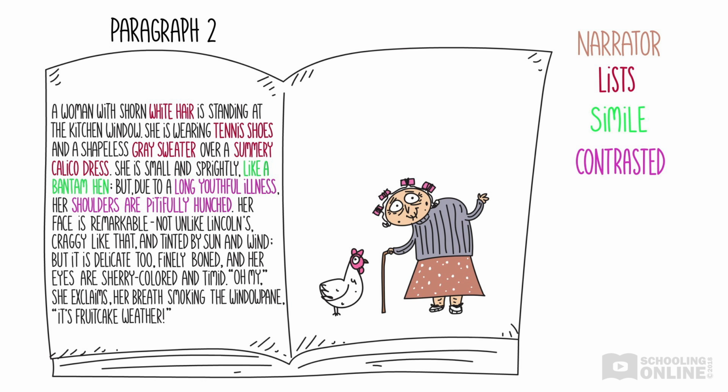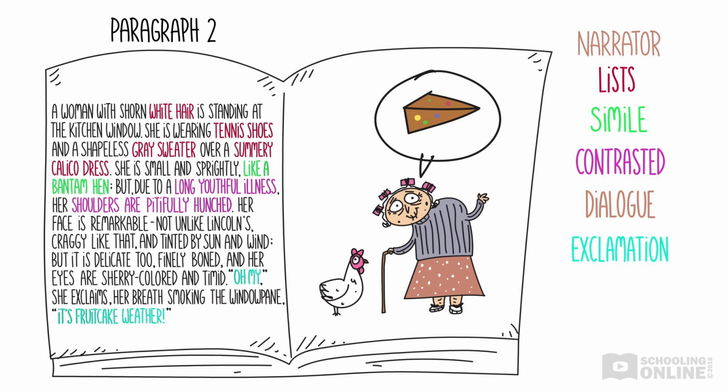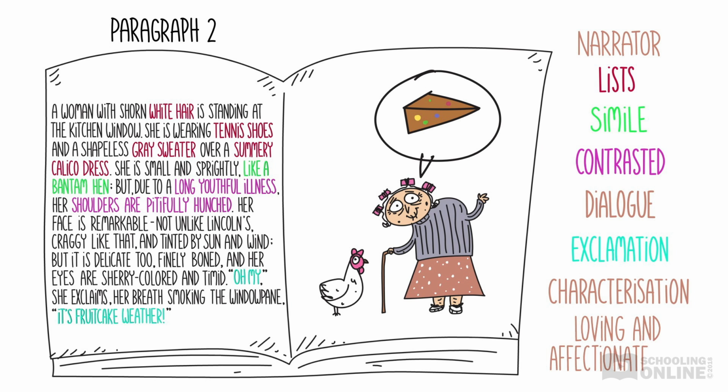But overall, we still get the impression that she is a warm and friendly person. Check out the dialogue of her exclamation, "Oh my, it's fruitcake weather!" Again, we see her playful and vibrant personality. Summing up, this characterisation, that is, the way the author has represented her distinct qualities, is given with a loving and affectionate tone. So the narrator has very fond memories of this woman.